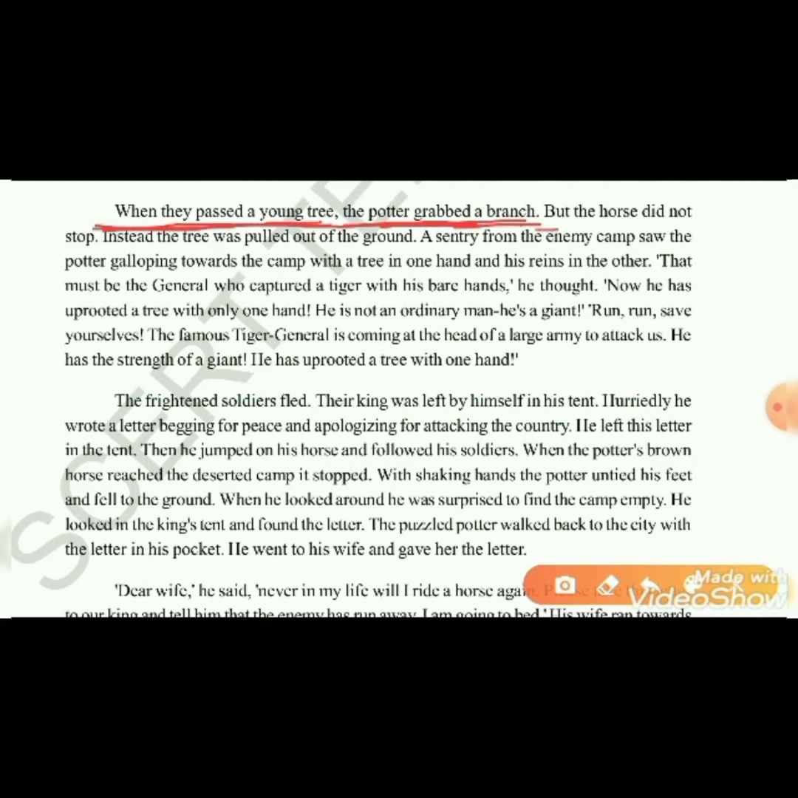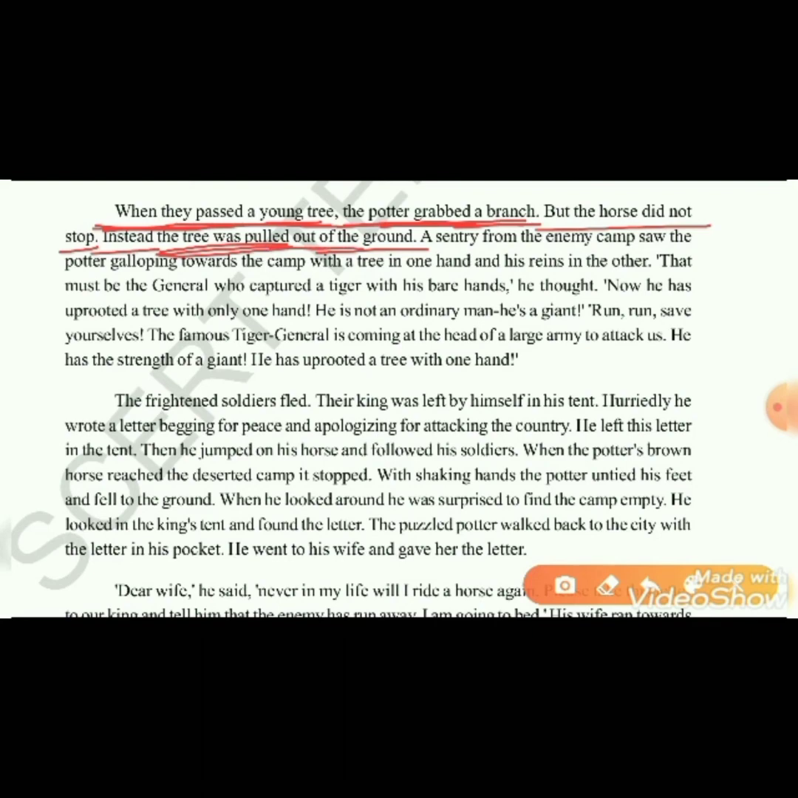Okay, let's continue. But the horse did not stop, though he held a young tree. Young tree here represents a powerful, energetic, healthy tree. Even that was uprooted because the speed of the horse was so fast that at that speed, if you catch anything, it gets pulled out and it will remain in your hand.